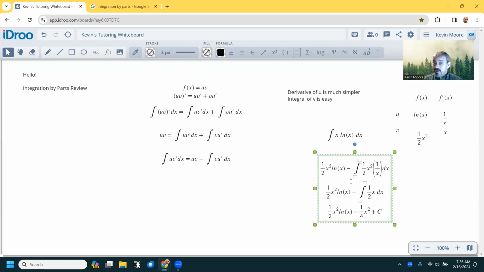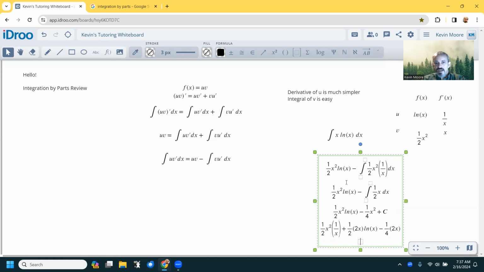One of the things I always do when I finish one of these problems is I'll go backwards and double check it, make sure I got the right answer. When I take the derivative of this, I'm going to use the product rule. 1/2 x squared times 1 over x plus 1/2 of 2x ln x minus 1/4 of 2x. I then get 1/2 x plus x ln x minus 1/2 x. Hey, it worked.